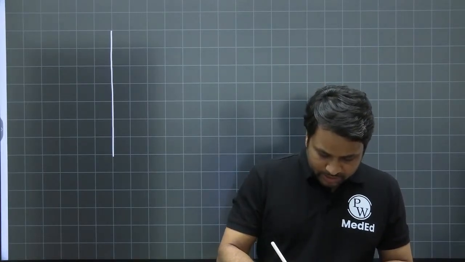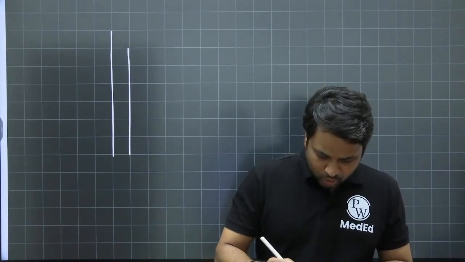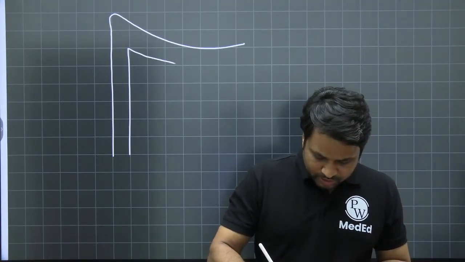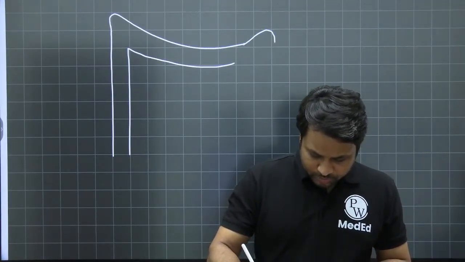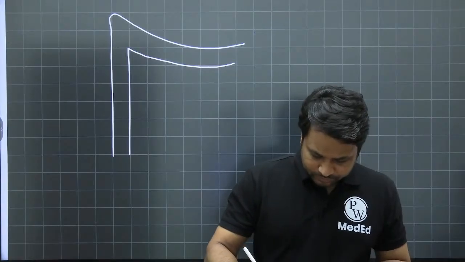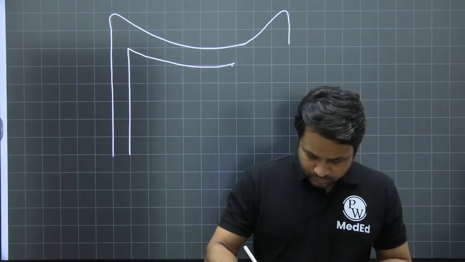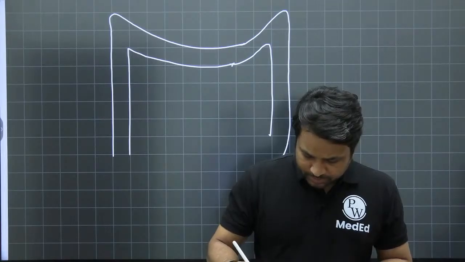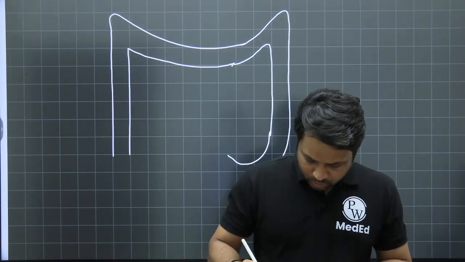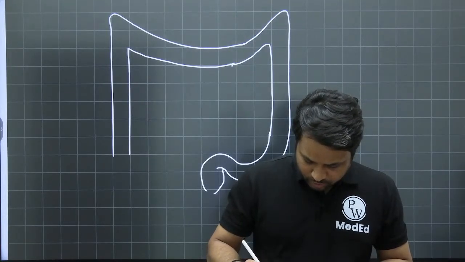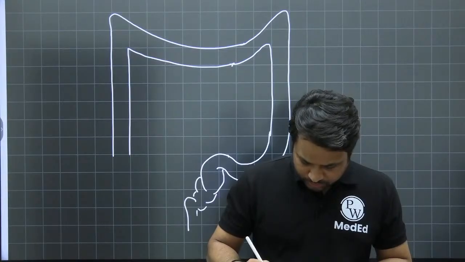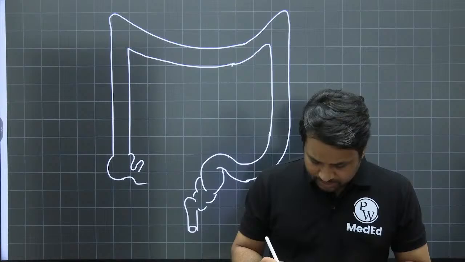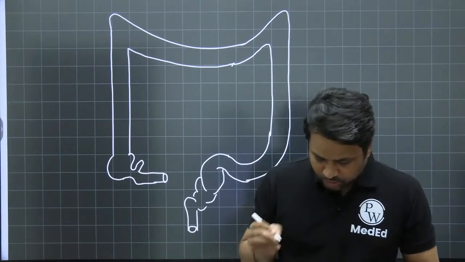If you are not able to understand the blood supply, a quick recap on this. This is going to be your ascending colon. This is the hepatic flexure. This is the transverse colon. This is the splenic flexure. This is the descending colon. This is the sigmoid colon. This is the rectum, and this is the anal canal. This is the cecum. This is the appendix, and this is your terminal ileum.